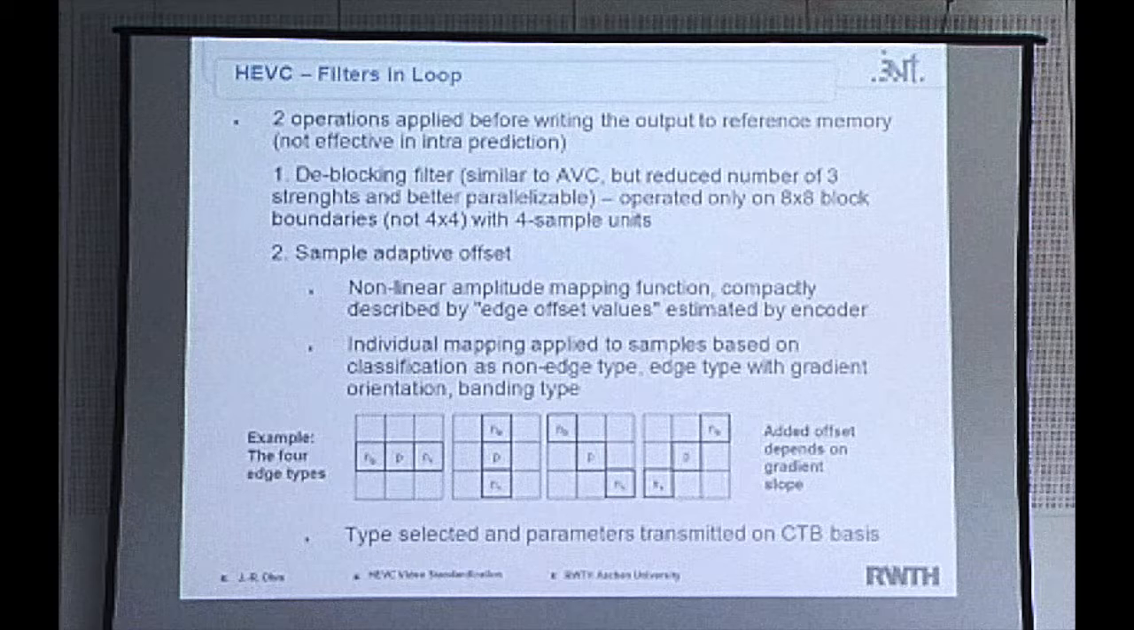HEVC has a deblocking filter, which is very useful. Almost the same deblocking filter as in H.264, a little bit more simple, is also used in HEVC. What does more simple mean? Deblocking in HEVC is not done on a 4x4 grid of block boundaries. It's only done on an 8x8 grid, even if there is a block partitioning into 4x4.